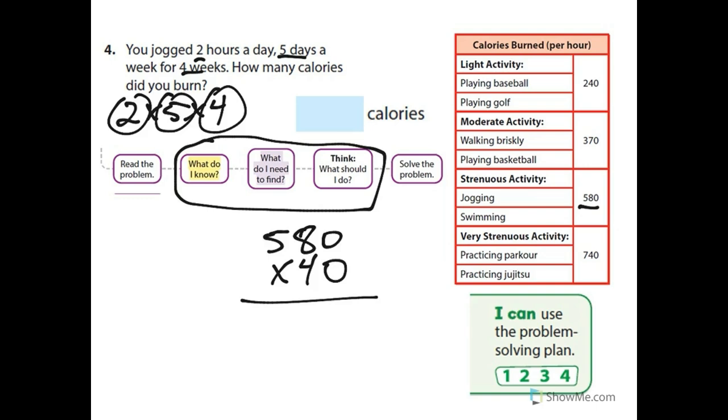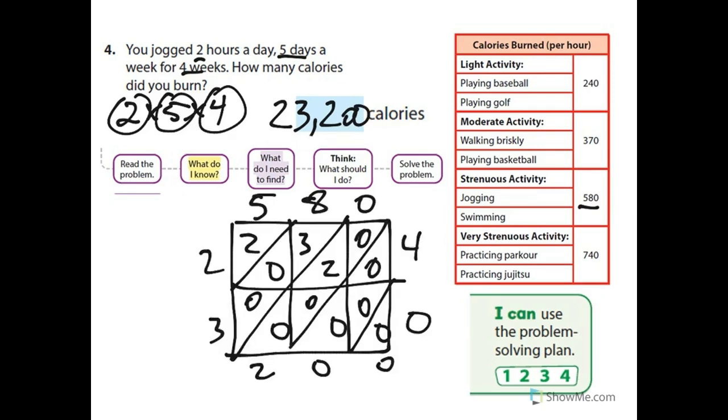All right, so 0 times 0, we did all those zeros there, right? Just drop my 0. 4 times 0 is 0. 4 times 8 is 32. 4 times 5 is 20. 20 plus 3 is 23. So 23,200. And again, let me show you the lattice method. I'm going to pause and show you what it's going to look like. All right, that's what the lattice method would have looked like.